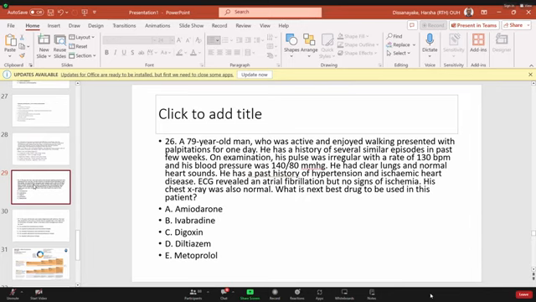Then the question is, how are we going to manage his atrial fibrillation? Is it rhythm control or rate control? And does he need anticoagulation?